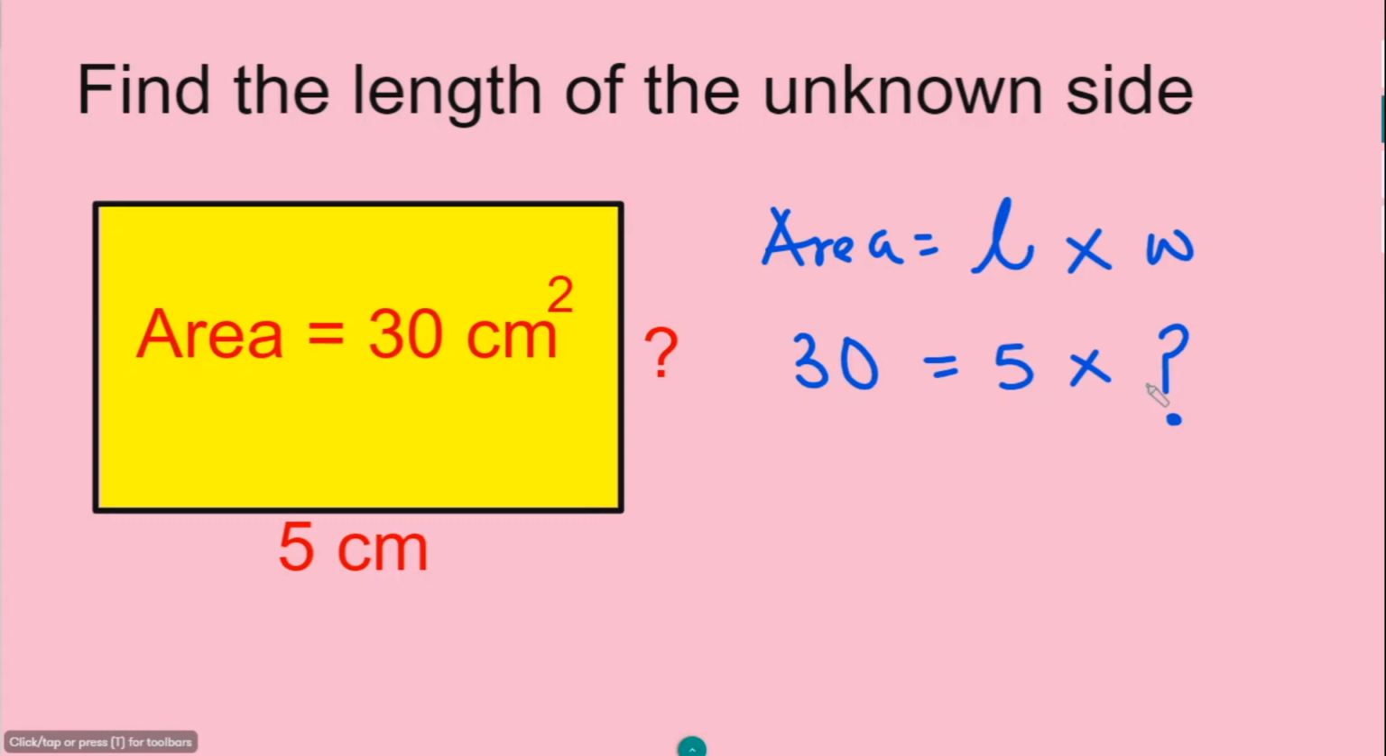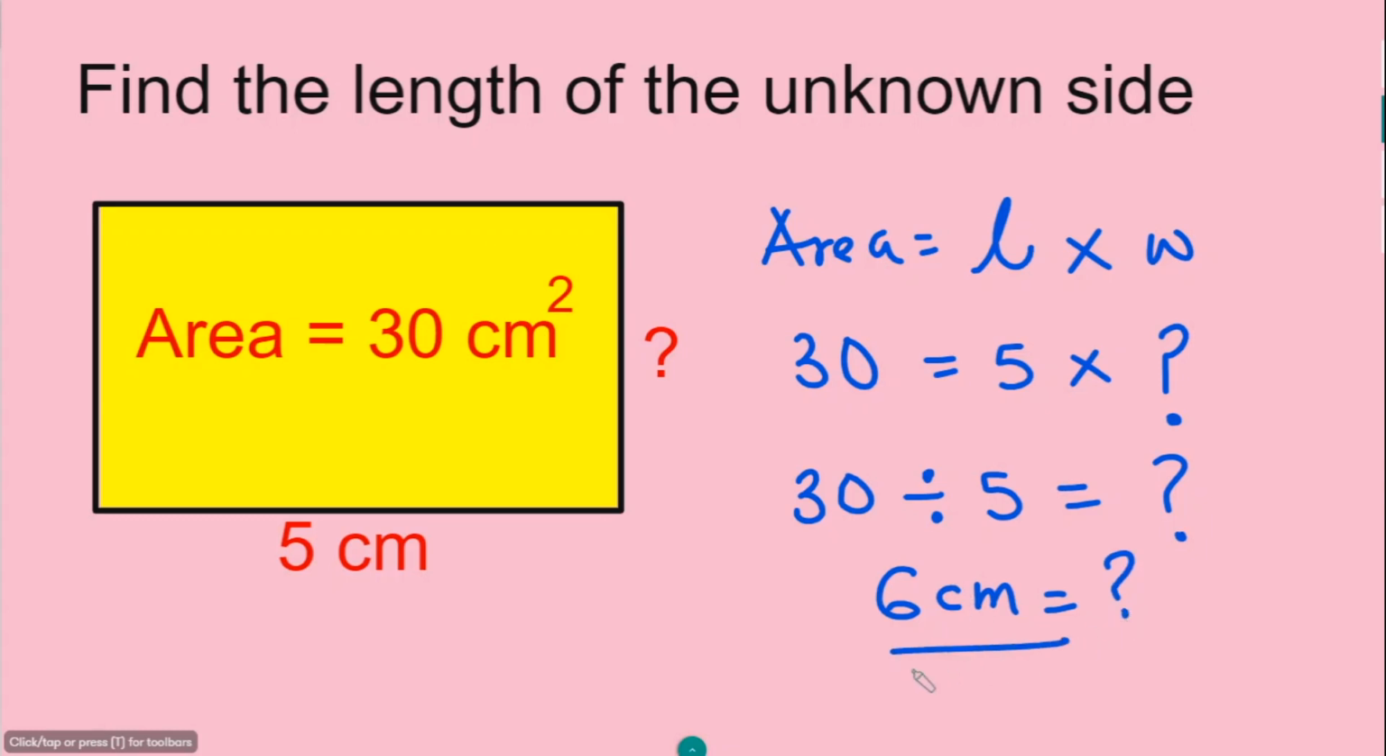Good. Another way you could do this, especially when you have larger numbers or even decimals, is to use the second method. What you need to do is to bring this 5 over here. So you have 30 divided by 5. And if you work out 30 divided by 5, that is definitely going to give you 6. Of course, because it's an unknown side, it will be 6 centimeters. So the unknown side is 6 centimeters. Now I prefer using this method because it's very cool and easy for me.